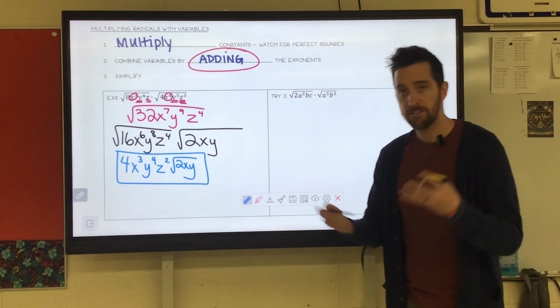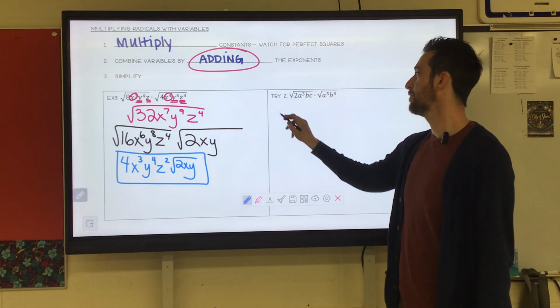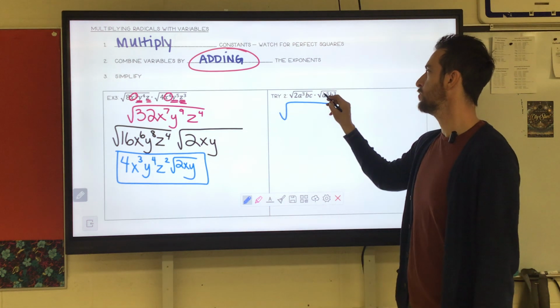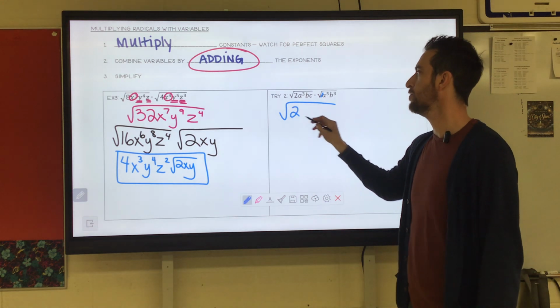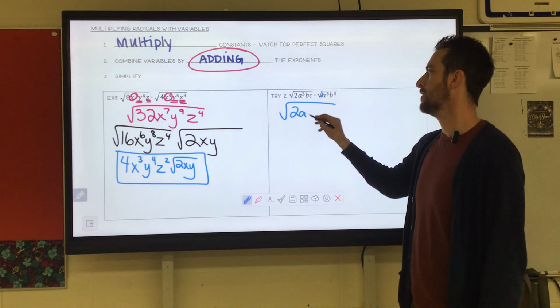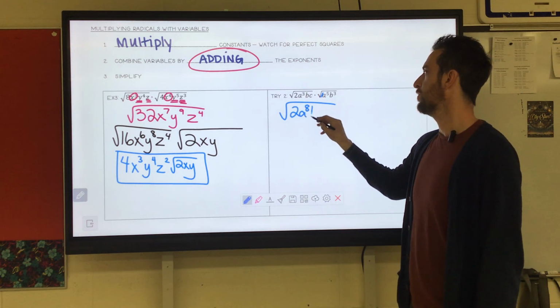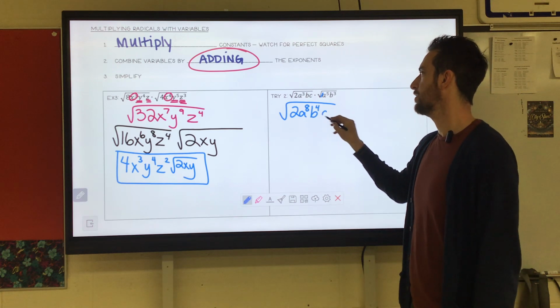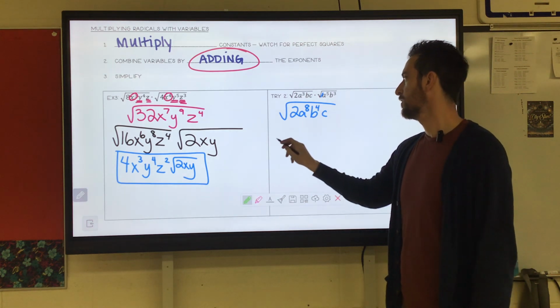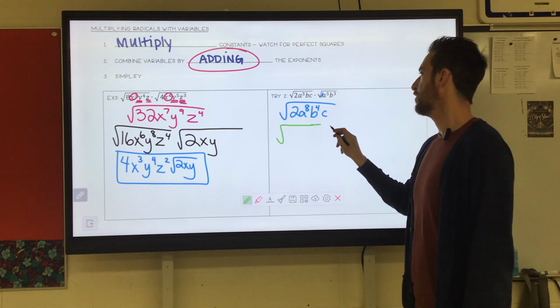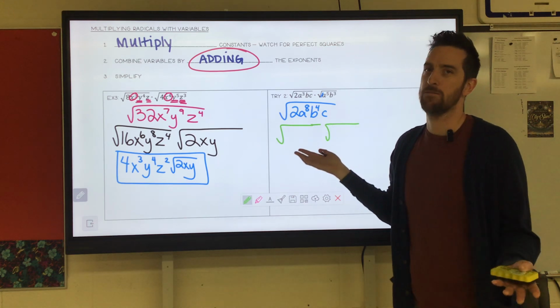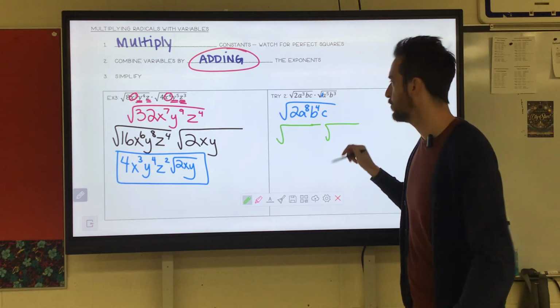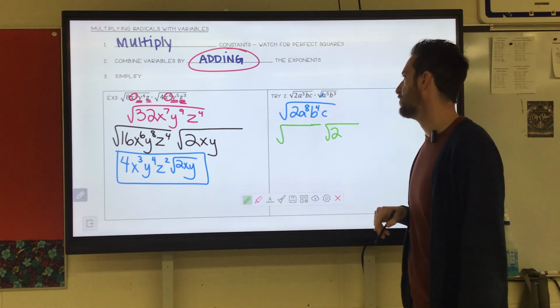Here's one for you to try. Feel free to pause it and try it. If we multiply these together, it's 2 times 1 out in front, which is 2. For the a's, we'll have a to the 8th, b to the 4th, and then that c to the 1st. As far as perfect squares, there isn't one that goes into 2, except for 1, but we don't use 1. So the 2 is just going to go leftovers.